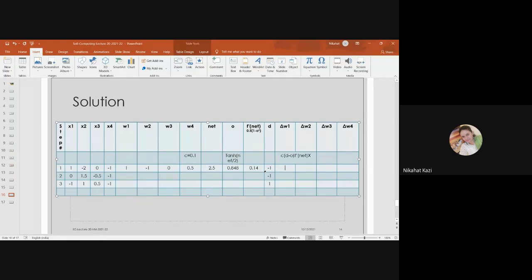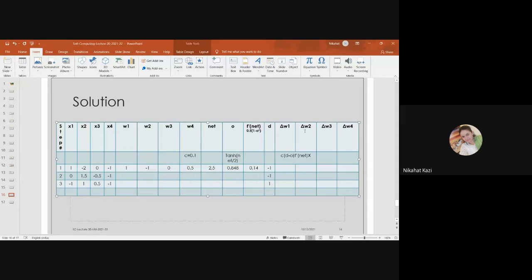Into individual x values. So for delta W1, you will multiply with x1. For delta W2, you will multiply the C into D minus O into F dash. So these three values, are you getting it? 0.1, D minus O, F dash multiplied by x1 will be delta W1.